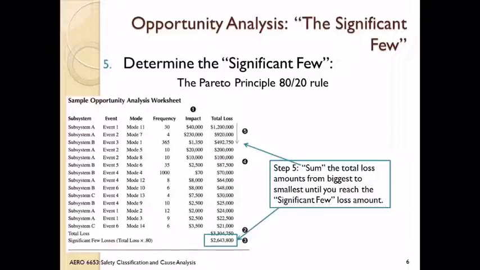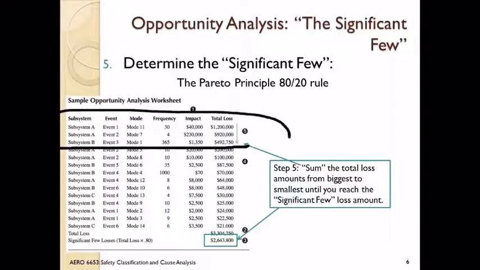Now start at the top and add down until you get to that same number. Once you get to that number, you will recognize that your significant few, these top things, the dollar cost of these top things generates 80% of the total loss in the entire opportunity analysis. That can be powerful. These are the things that we can get the most bang for our buck. We work on them, fix them, and we can generate a fantastic departure from the status quo, improvement, enhancement in efficiency, and safety for that matter as well.